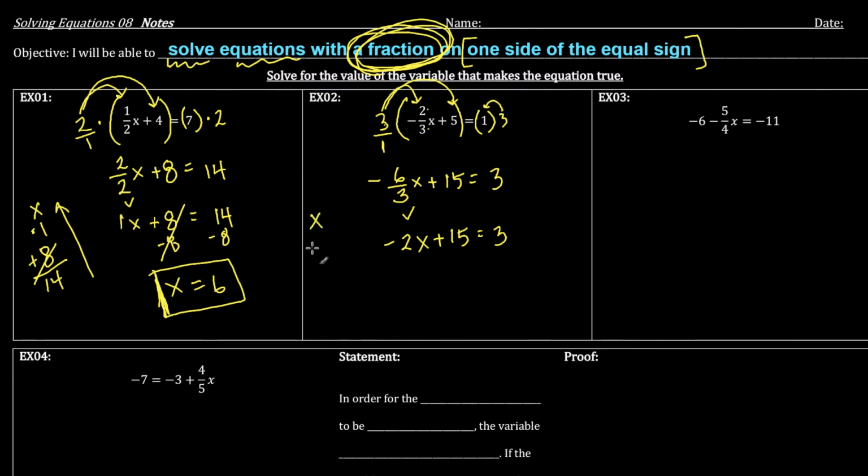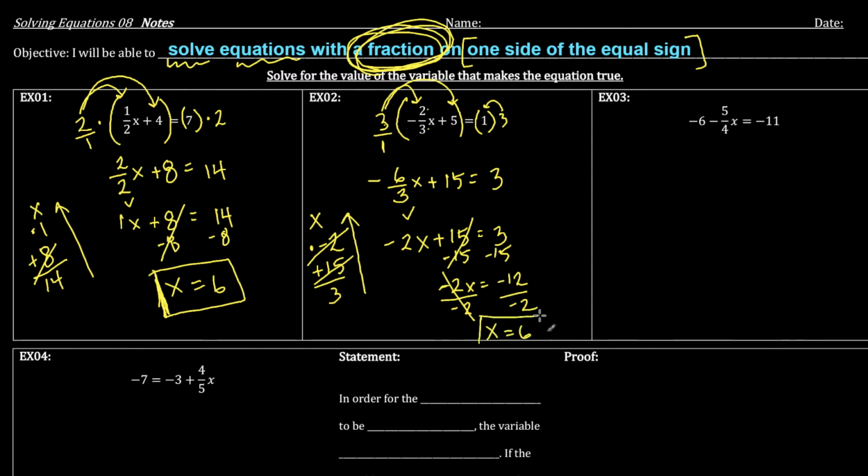And I took x, multiplied it by negative 2, I added 15, and I got 3. Inverse operations going backwards. So instead of plus 15, minus 15. Negative 2x equals negative 12. And then the inverse of times negative 2 is divide by negative 2. Divide by negative 2, because that gives me 1x, which is just x. Negative divided by negative is a positive 6. Oh, that was handy. Same thing as the other one.